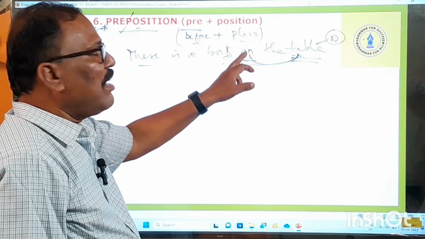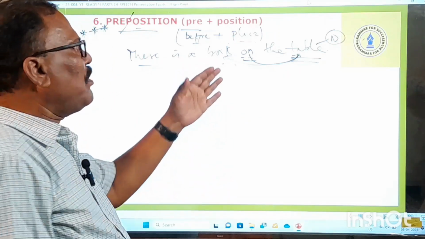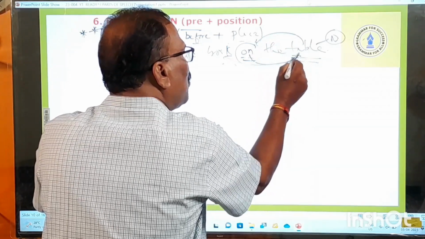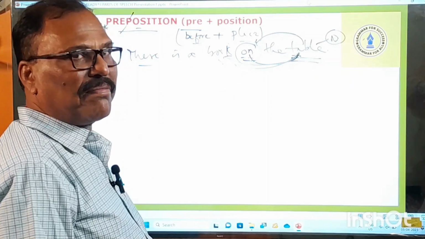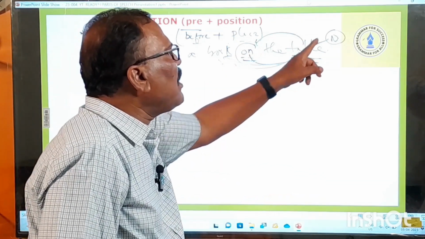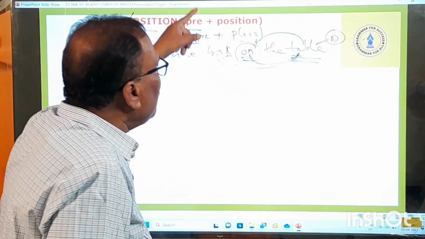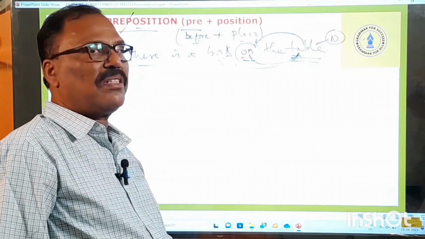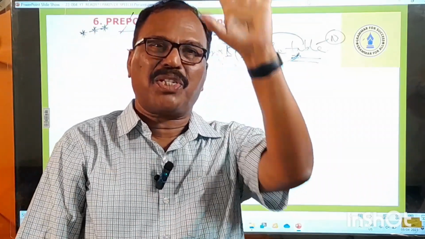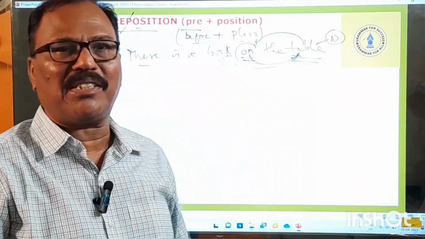Any word that does this kind of job, what is it doing? It is placed before this table, that is a noun, and it is joining it to the rest of the sentence. What is this on doing here, sir? It is joining this noun to the remaining sentence. Any word that does this kind of duty is called a preposition. Only the preposition will be doing that job.